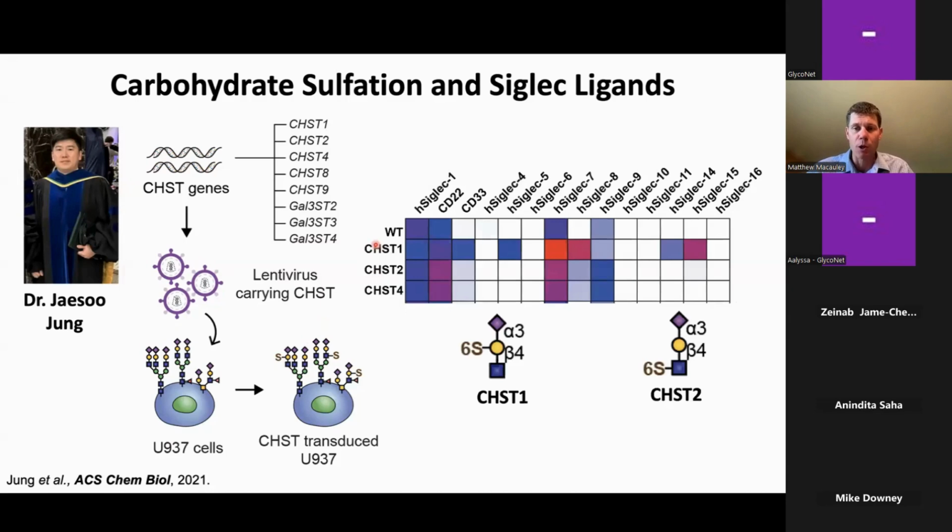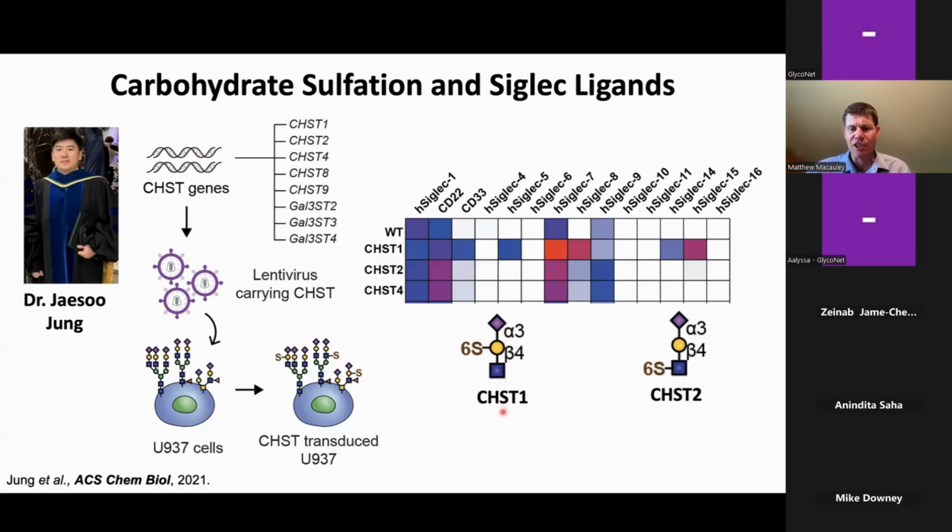And so here's a little snapshot of what he did. These are the same type of heat map system using our first generation set of Siglec tools. He would probe these cells. And again, today we're just going to focus on Siglec 7. What you can see is when CHST1 is overexpressed in the cell, they make a huge amount of Siglec 7 ligands. So what does CHST1 do? CHST1 installs sulfate on the 6th position of galactose. And of note, you can also see that CHST2 and 4 also enhance binding, but not to the same degree. CHST2 and 4 put it on the underlying N-acetylglucosamine.